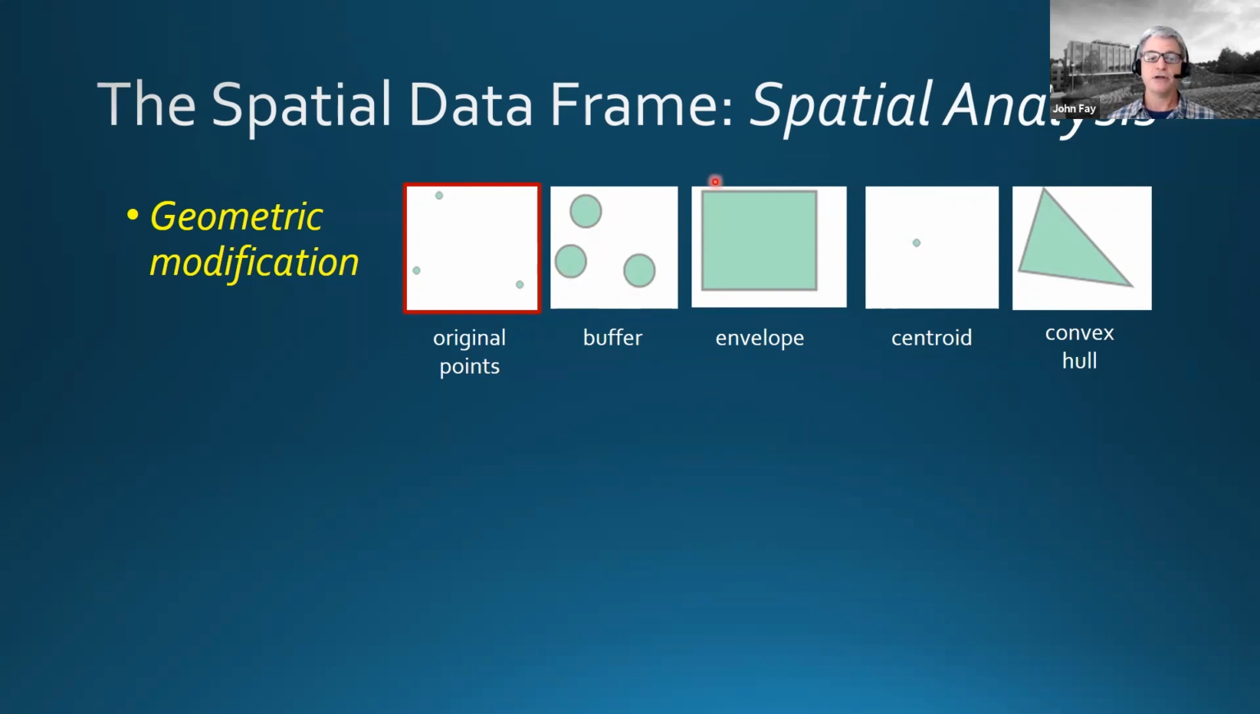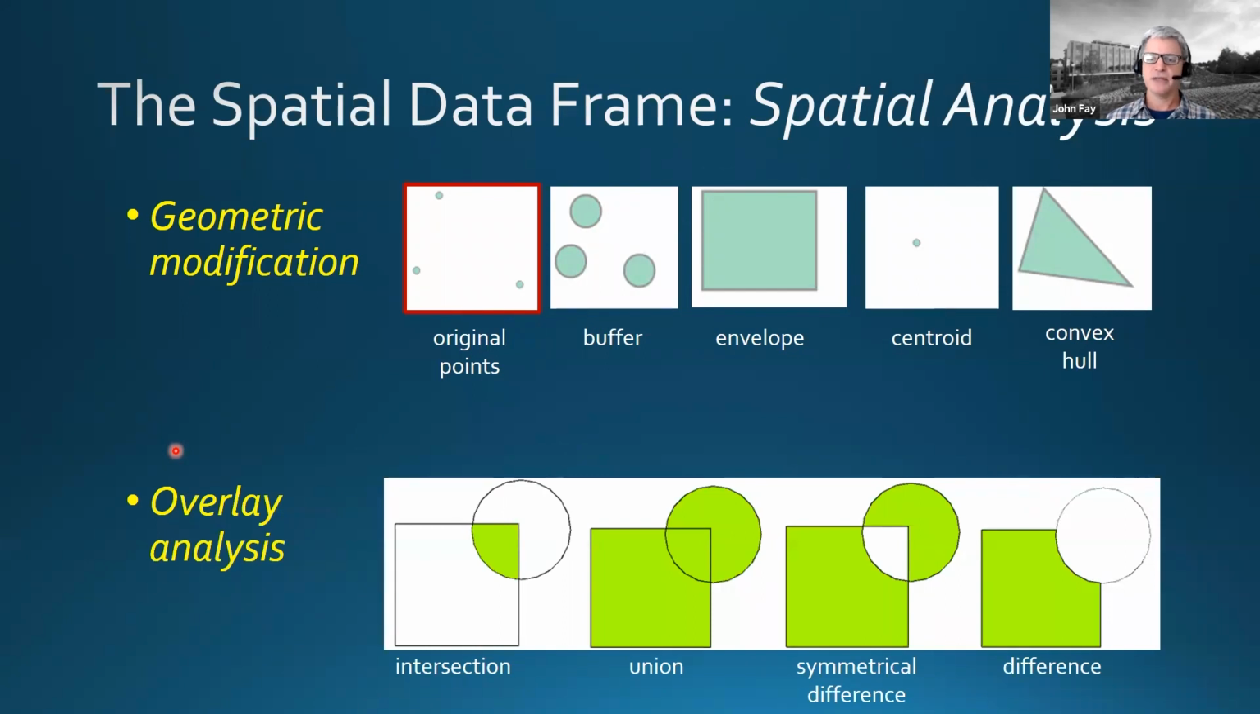Or you can draw an envelope around all your original points. You can find the centroid, sort of the center of gravity of all your points, or you can draw something called a convex hull, which is just sort of the minimum polygon around a set of points. Each of these, you may or may not be thinking of specific applications, but this is all easy to do with GIS. Other things that are pretty fundamental to geospatial analysis.